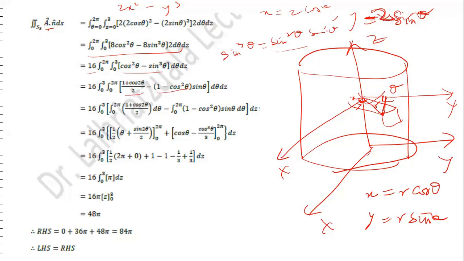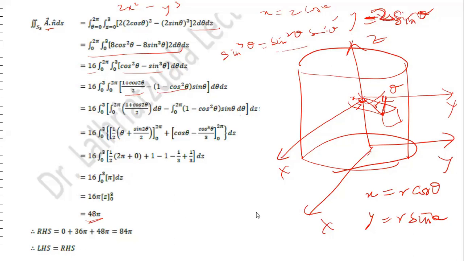So here you see that the integration is with respect to the area element, which is 2 d theta dz, as I discussed, and you have to integrate with d theta first, and then you perform the integration with z. Then if you perform this integration, finally you will get this as 48 pi.